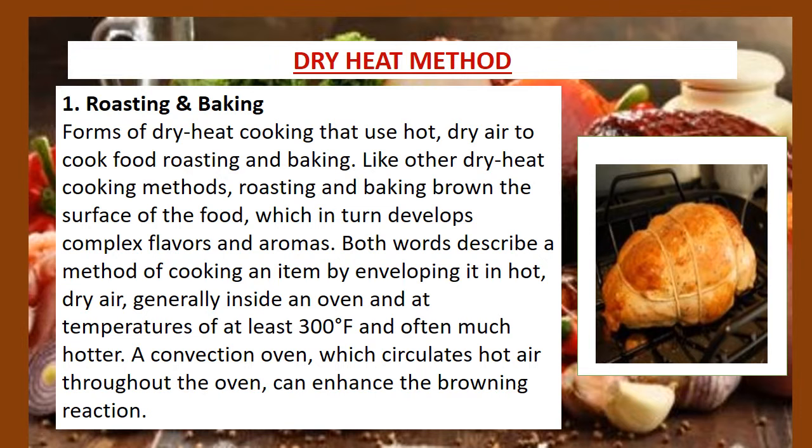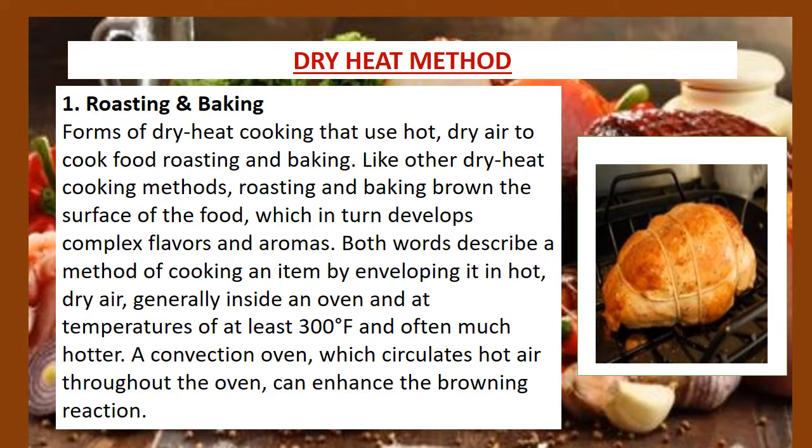The dry heat methods include number 1, roasting and baking. Forms of dry heat cooking that use hot, dry air to cook food, roasting and baking. Like other dry heat cooking methods, roasting and baking brown the surface of the food, which in turn develops complex flavors and aromas.